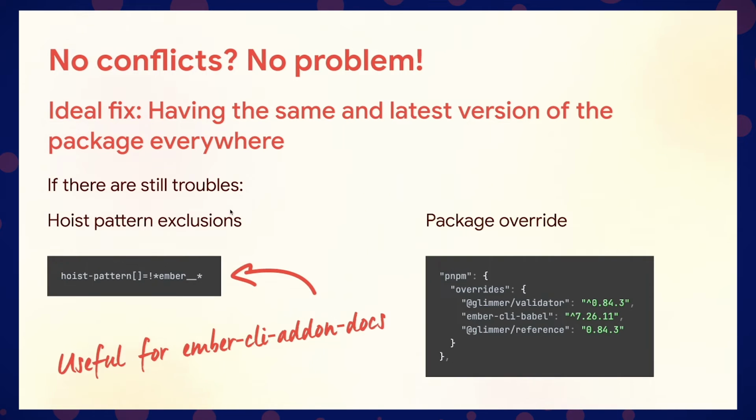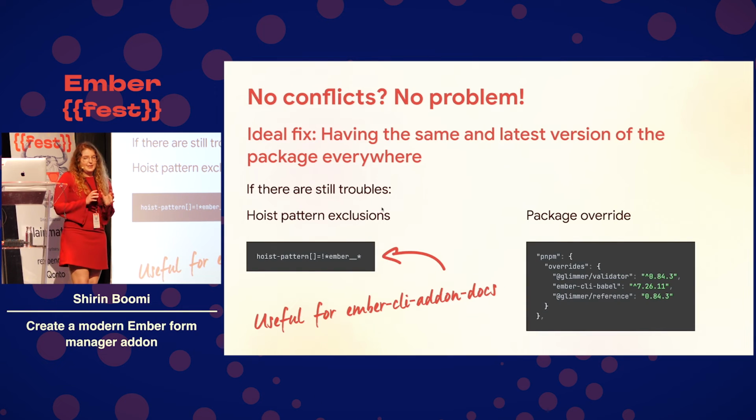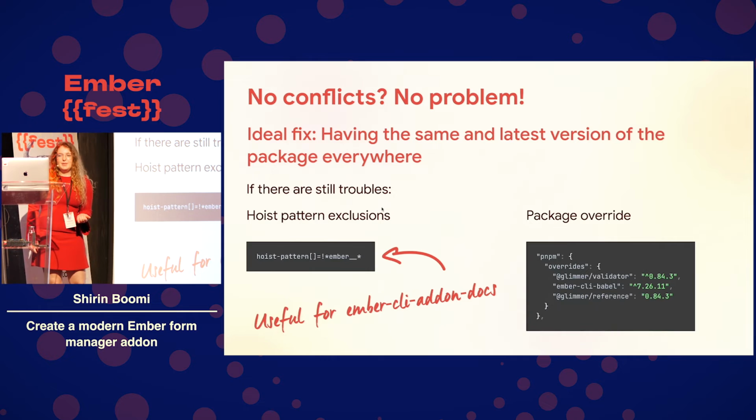Now, if you have conflicts with dependencies that are not dev dependencies, you can just override them with PNPM, like with Glimmer Validator or Glimmer Reference or Babel. And if you have packages that are still using Ember types, you can exclude them from your hoist pattern, which is the thing that PNPM does to regroup every same package as one. And so you can just exclude it so it won't count in your building.